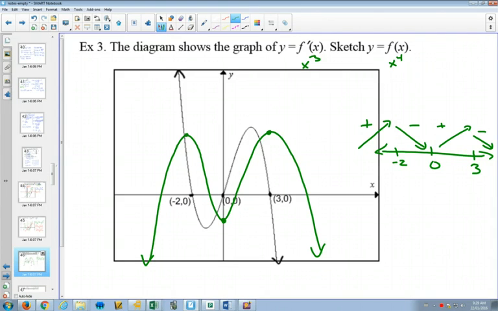Some other things to check on our graph. Wherever our derivative graph has maximums and minimums, that means the second derivative will be equal to 0. So that's going to tell us that I should have had an inflection point here and an inflection point there. Does it look like my graph kind of has inflection points at those points? Maybe a little bit, not too bad.